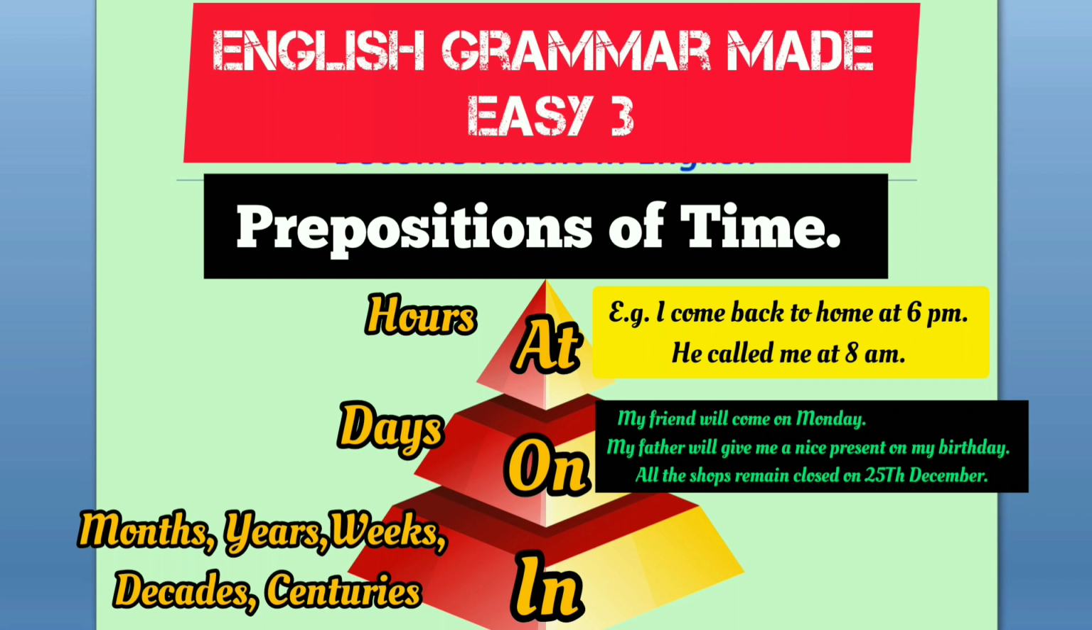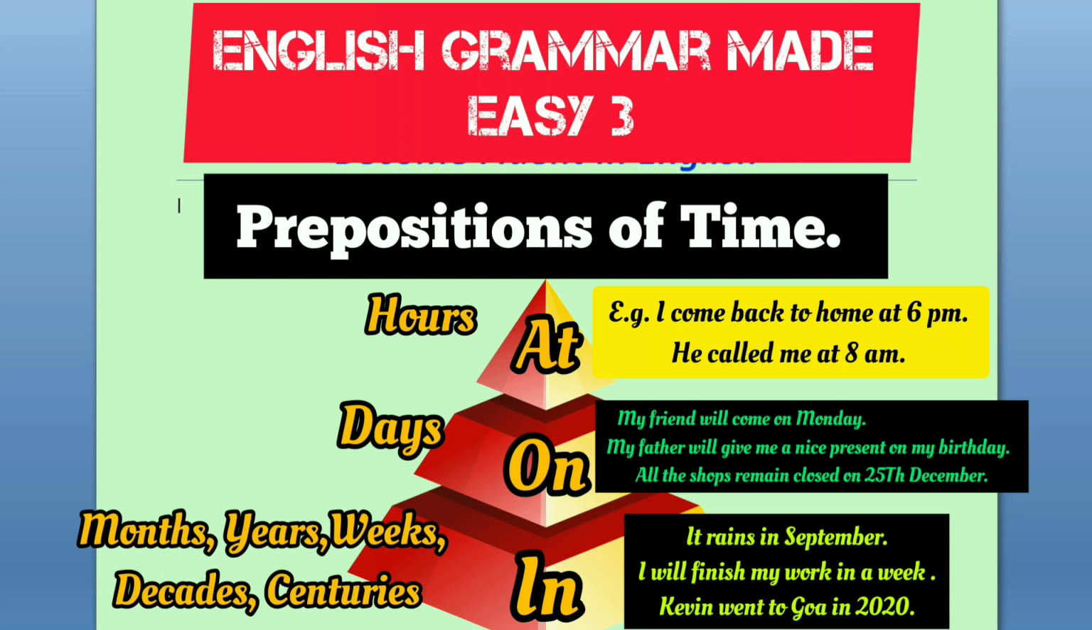As you see, the first example is in. It rains in September, so I'm talking about a month, so I have to use in. The next is I will finish my work in a week, so I'm talking about a period, a week, so I'm using in before it. Then the third is Kevin went to Goa in 2020. Here also I'm talking about a year, a specific year. That time also we have to use the preposition of time in before it. So in case of weeks, months, years, decades, and centuries, we use in before it. So I hope it's crystal clear.